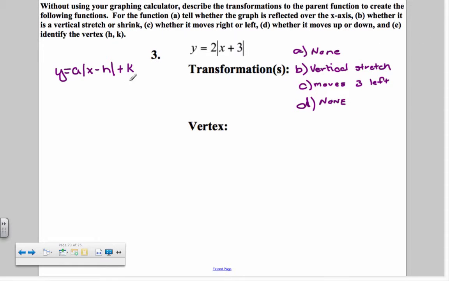And finally, part E says identify the vertex. Well, the vertex is always h, k. And remember, I said that my h is kind of opposite what we see in there. So my h is negative 3. And my k we identified as being 0, since there is no plus k.